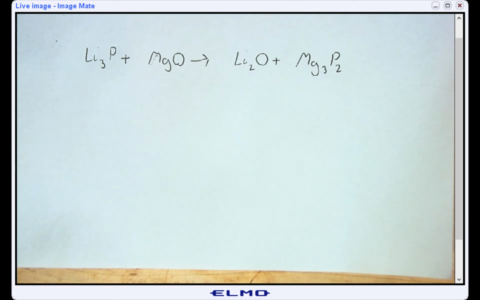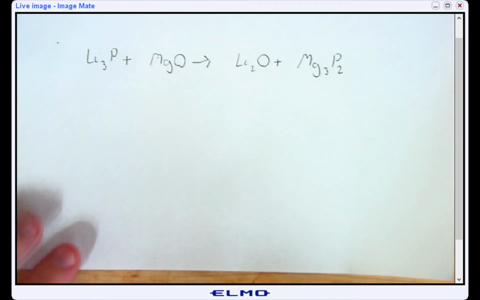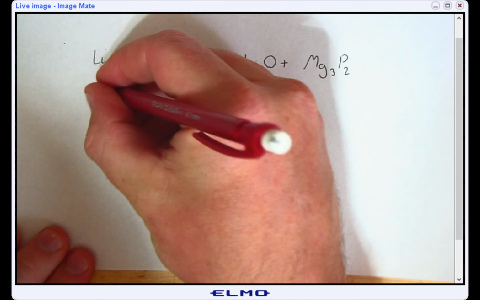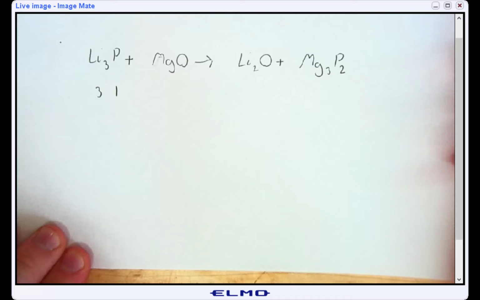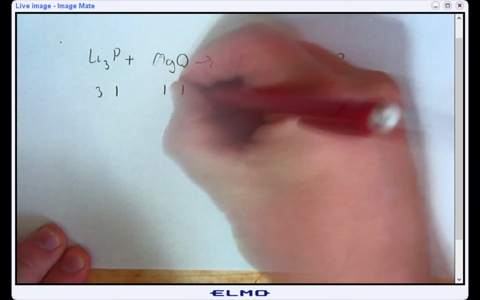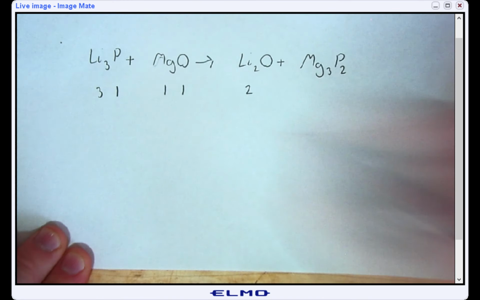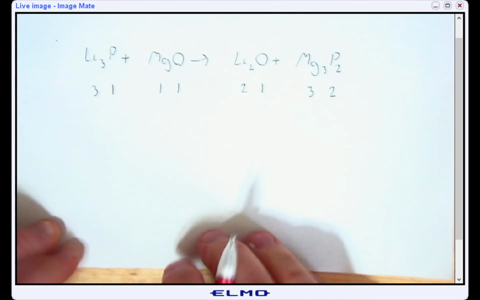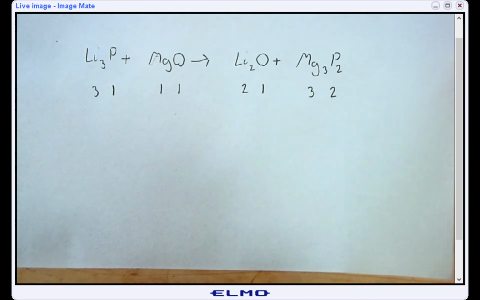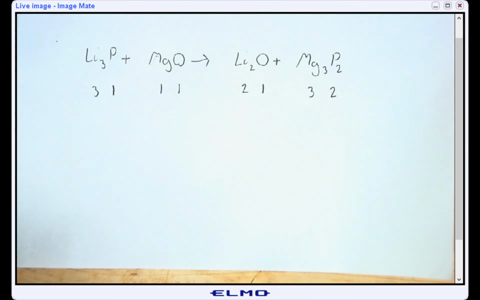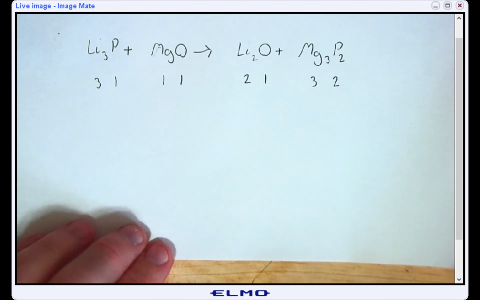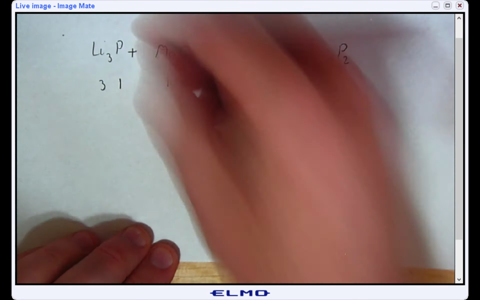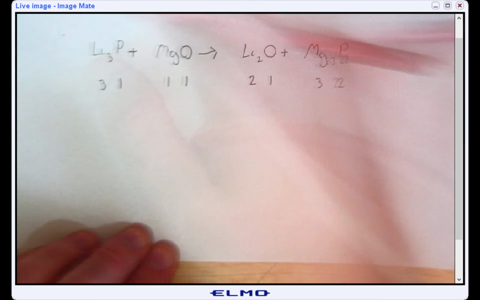All right, welcome back. Hopefully you tried it and see how well you did. All right, well, let's start with our steps. We have 3 lithium, 1 phosphorus, 1 magnesium, 1 oxide, 2 lithium, 1 oxygen, 3 magnesium, 2 phosphorus. All right. Now that we wrote them down, if you look across the board, they're all pretty much equally just as ugly. So it doesn't matter where you start. I'm going to start with the left one then, kind of like reading left to right in this case.